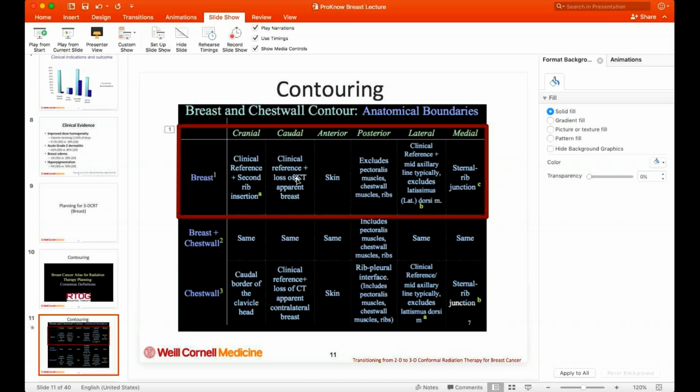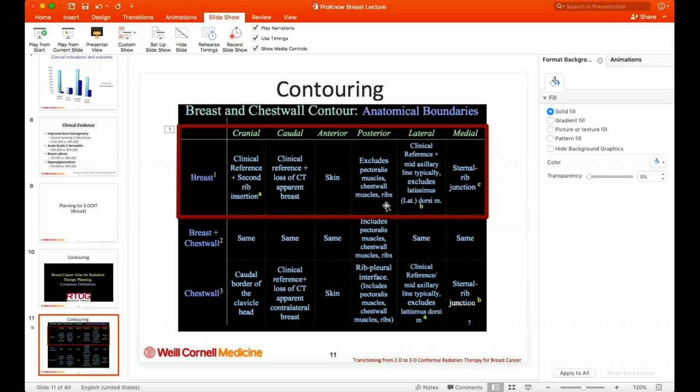Inferiorly, again, it's what you see on the CT scan. You have to look for the loss of glandular tissue towards the bottom of the breast. So it's kind of a judgment call. Anteriorly, the breast is bounded by the skin.